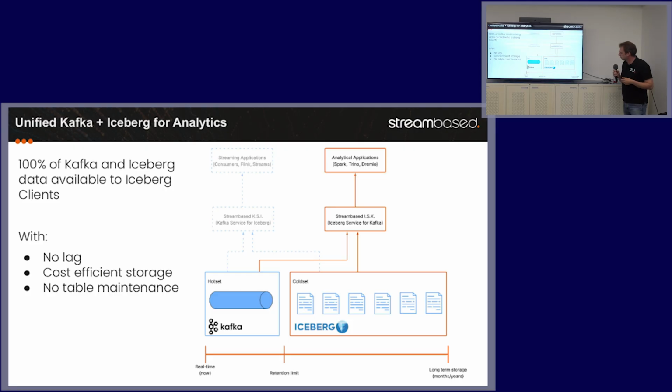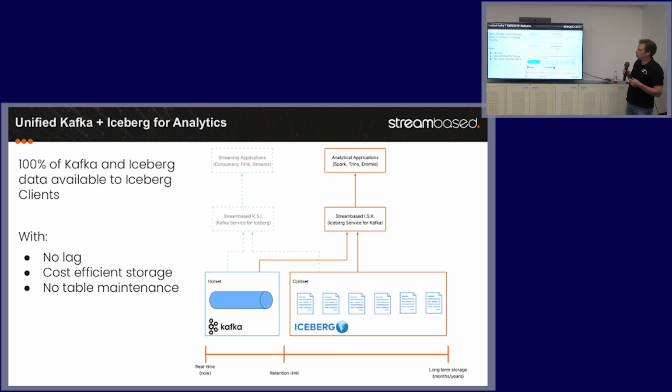So this could be anything, but it happens to say stream-based on it. It's funny that. What you really need is some kind of service that can mix a hot set stored in Kafka and a cold set stored in Iceberg, and consider them all to be Iceberg for the purposes of clients.